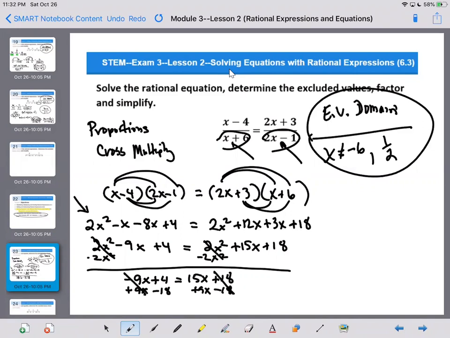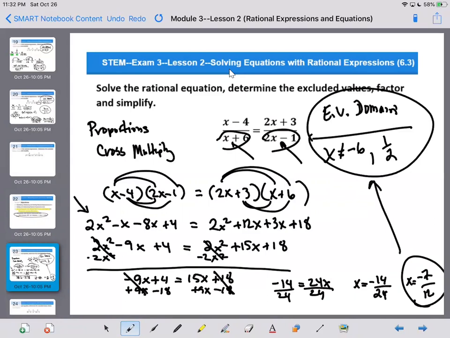I'm left with negative 14 is equal to 24x. And so I'm just going to divide both sides by 24. I'm going to get x equals negative 14/24, or both are divisible by 2 to give me negative 7/12 as an answer, along with my excluded values.